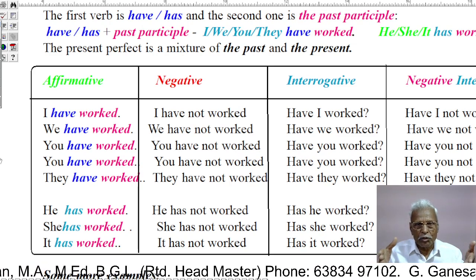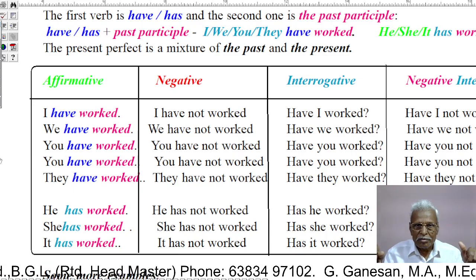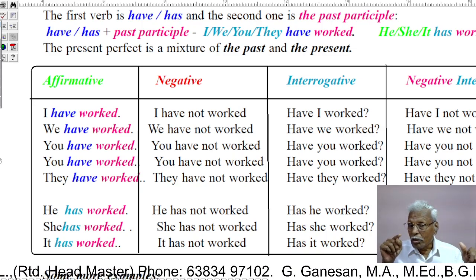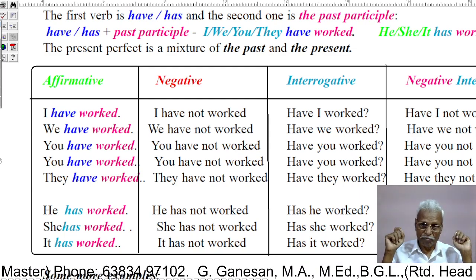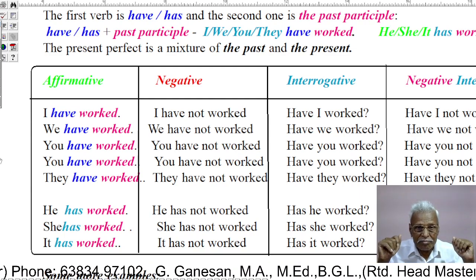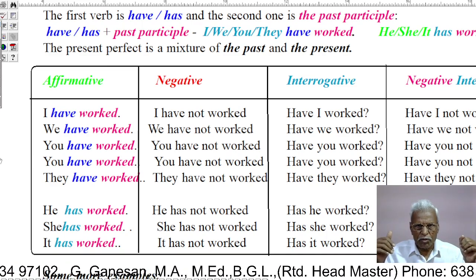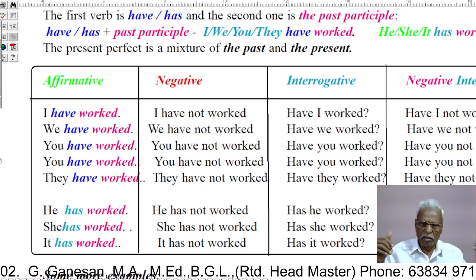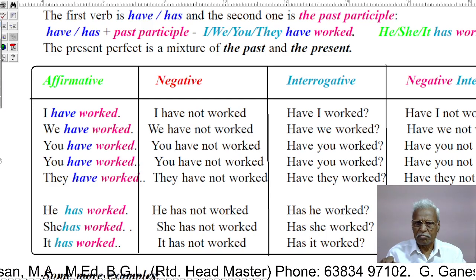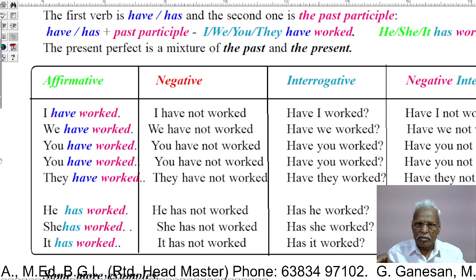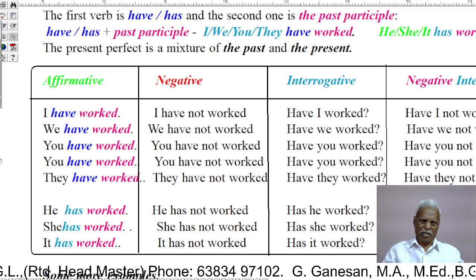I don't know whether you did your work or not. So I go there. Have you worked? But the point of time should not be pointed out here. Have they worked? Similarly, that person is singular. Has he worked? I don't know whether he did his work or not yesterday. Now I am putting the question. Has he worked? Has she worked? Yes, that's all.